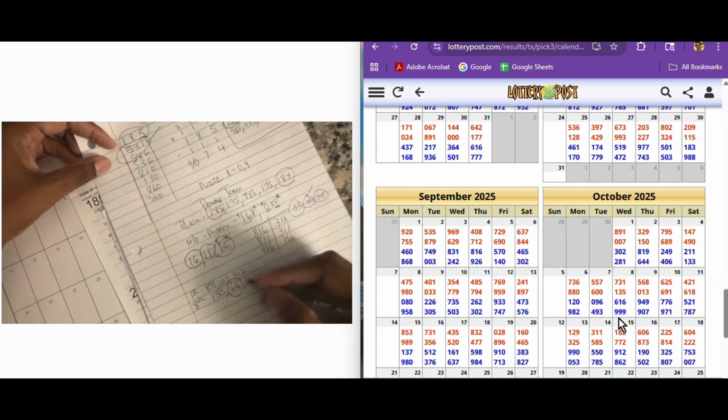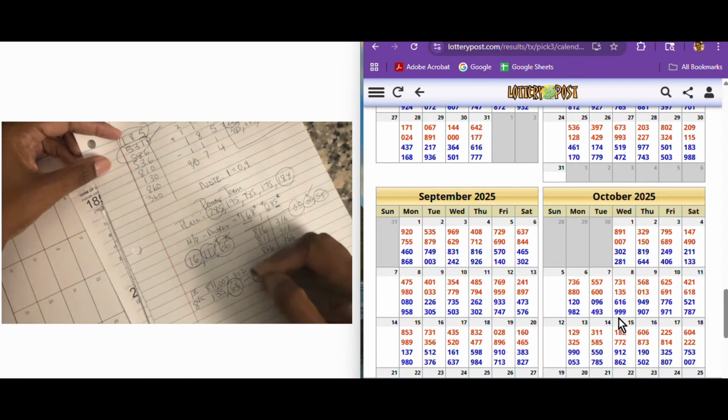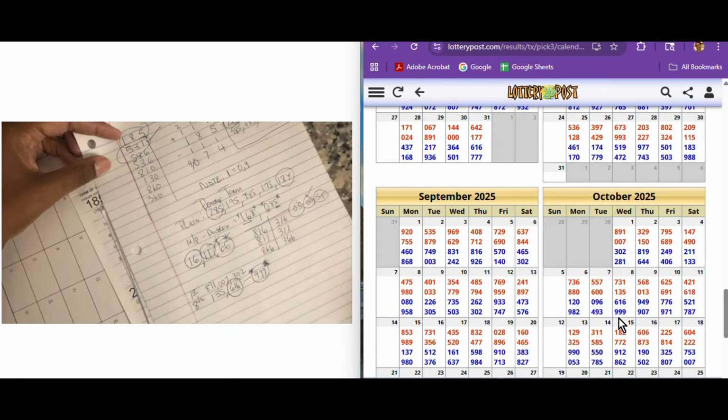But on the night, they got a 999. Now, we didn't have our eyes and our radar out for 999, but no worries. We got strategies for that too. But just to say that they did call that 999, we didn't have our eyes on it, but we do have other strategies to look forward to that.